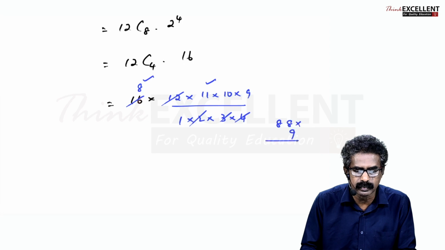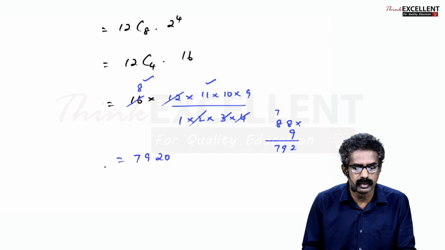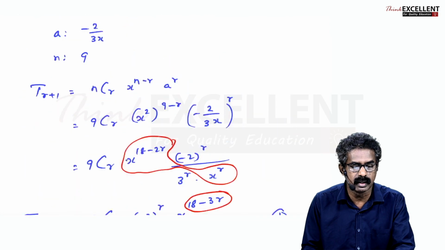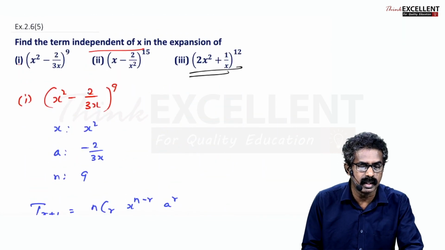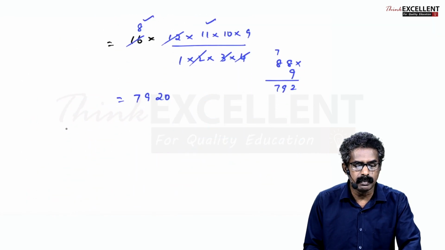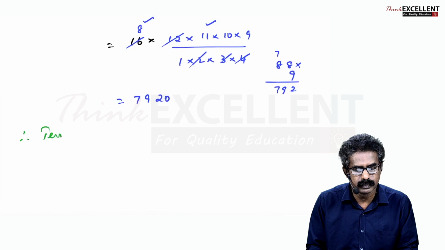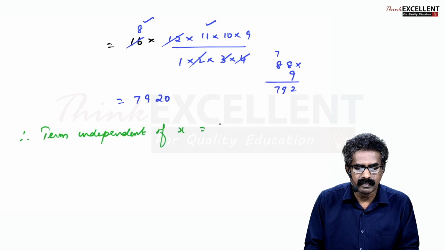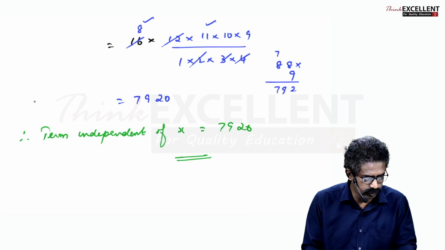88 into 9. 72, 79, right? Into 10, 7920. So this is the coefficient. This is the what? The constant term or the term independent of x. So the final answer: therefore, term independent of x is 7920. Okay, hope you understood this one. So that's something I left out, you can try.